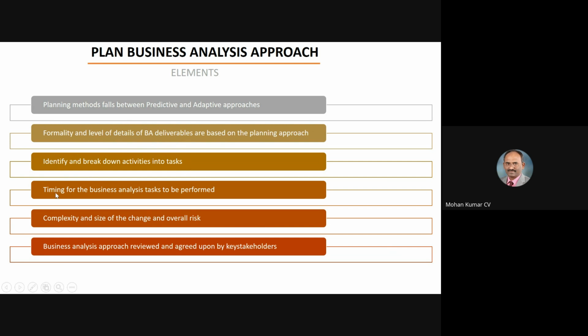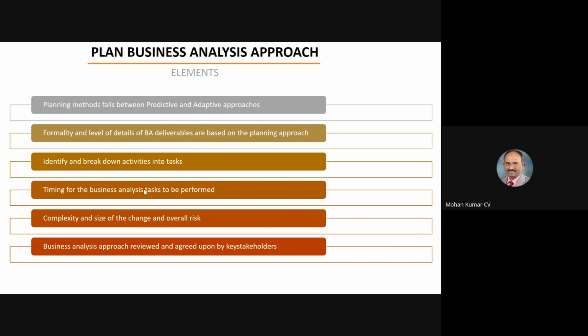So would this be the same as putting together a work breakdown structure for the business analysis activities? Yes, similar. That's right. Same. Okay. Thank you.